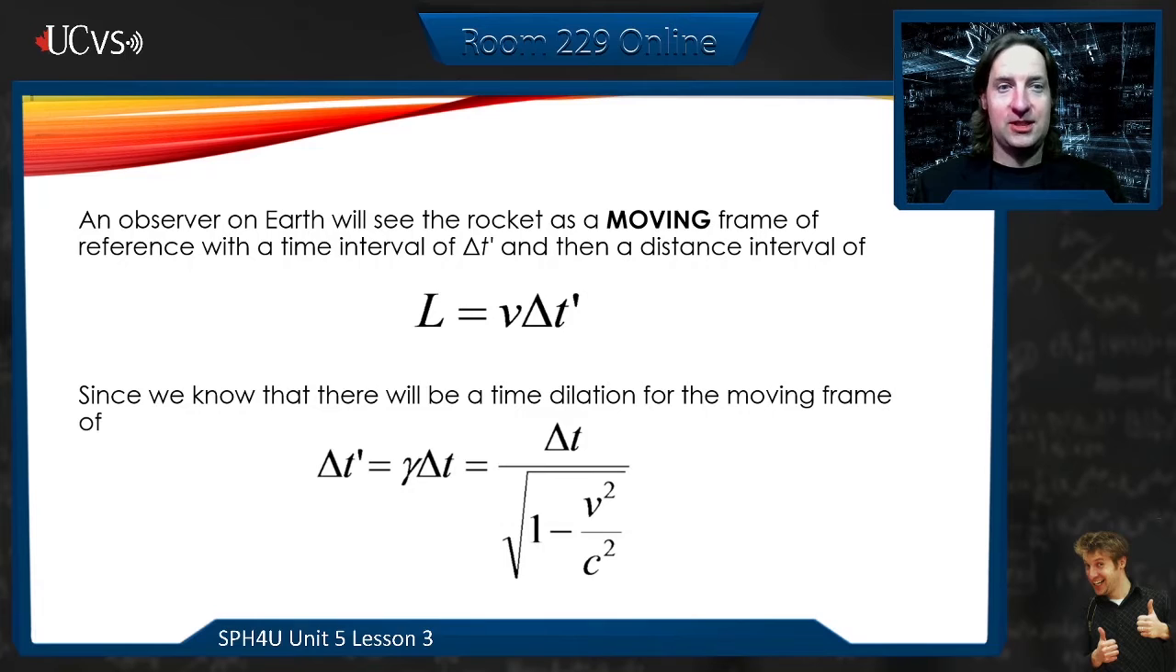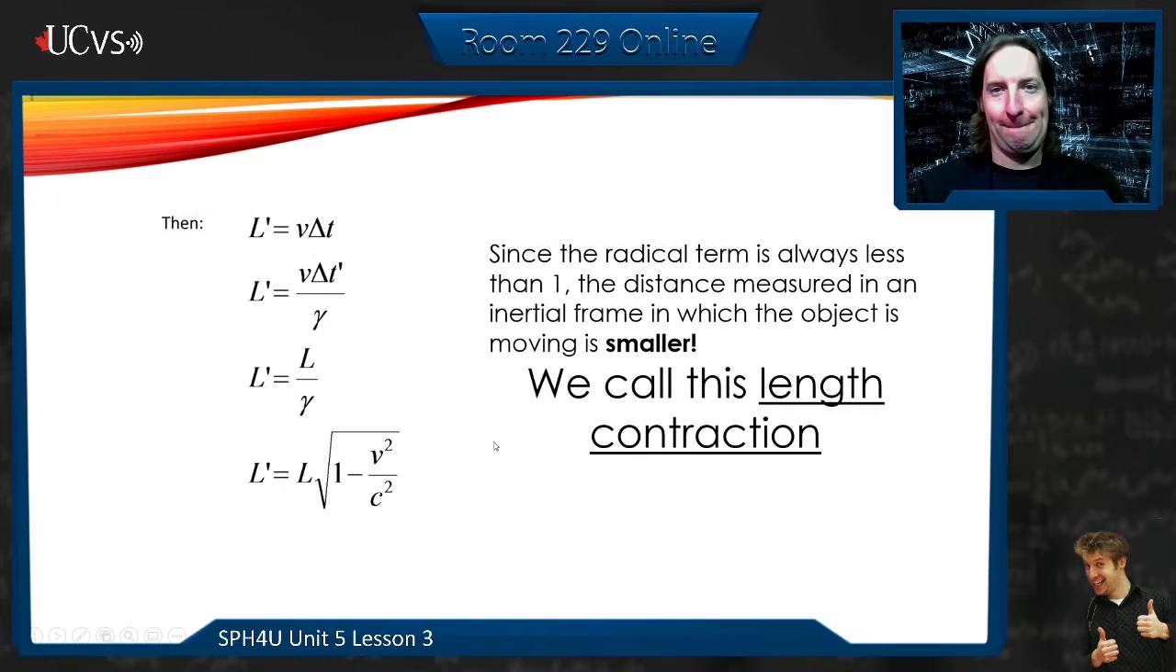And we know that there's this time dilation happening. This is the expression that we derived last lesson: the time inside the moving frame of reference, when viewed from the outside rest frame, will be the rest time inside multiplied by the gamma term.